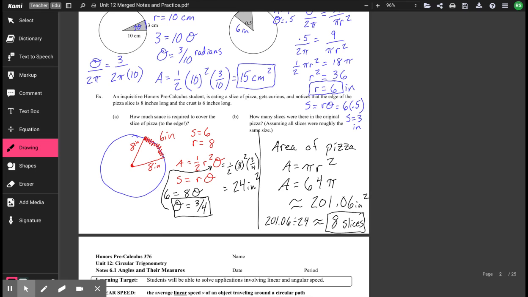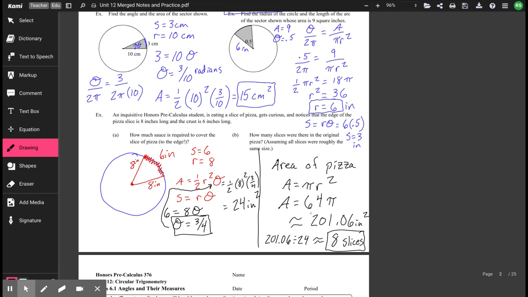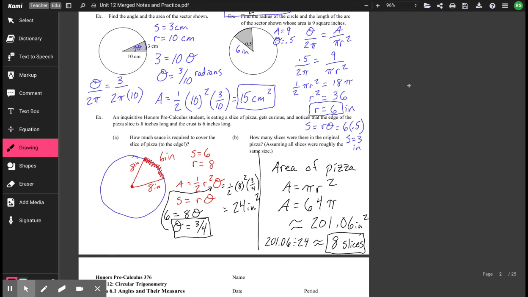And then I was able to find the area of my pizza slice, because that's how much pizza we would need to cover the edge. Because you're only finding a sector, we needed to know what that measure in radians was. And it's approximately 24 inches squared for that area of pizza. So after you find the area of the entire pizza and divide it by the one slice that you started with, you would have approximately 8 slices.